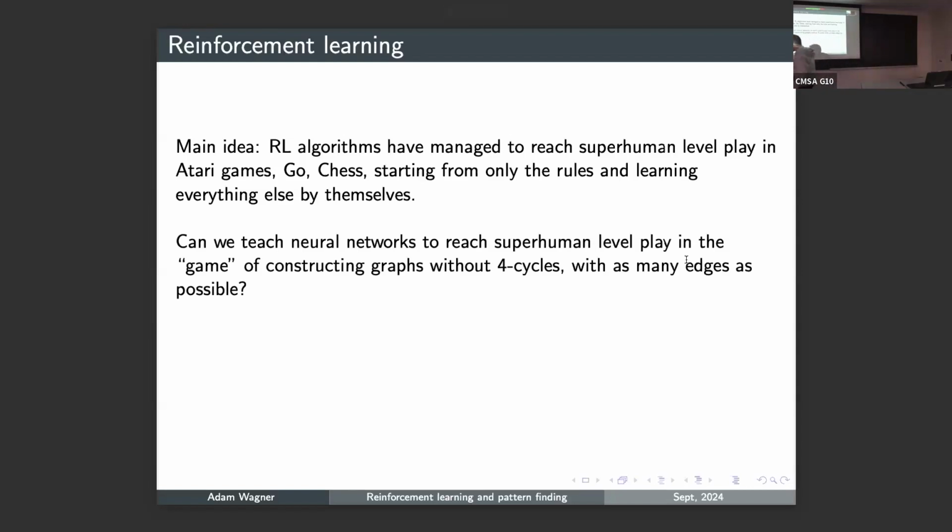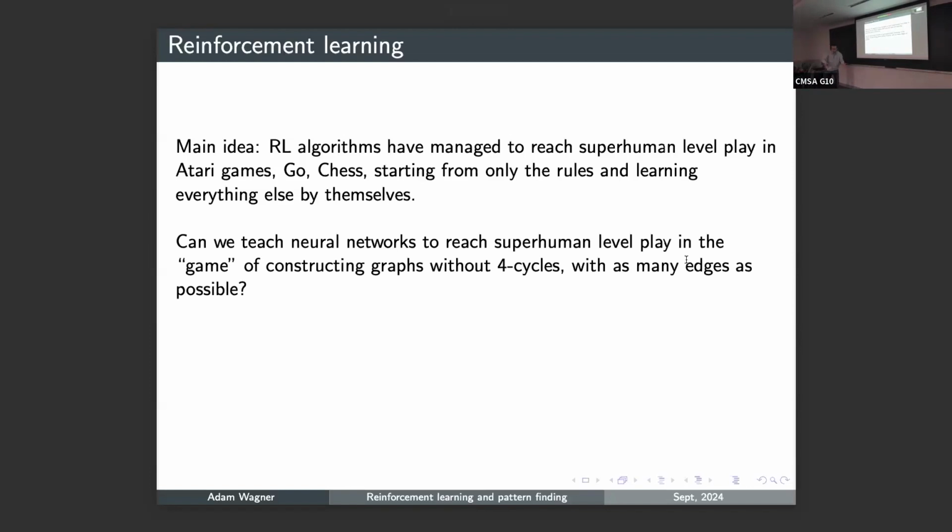So given how successful these algorithms have been, how nice would it be if we could use them in mathematics as well? You can kind of imagine how we could do that. Instead of inputting the rules of chess, you could take a problem in mathematics, phrase it as a game, and input this problem into the reinforcement learning program. For example, you could start with the problem: how many edges can a graph have if it doesn't have any triangles or four cycles?